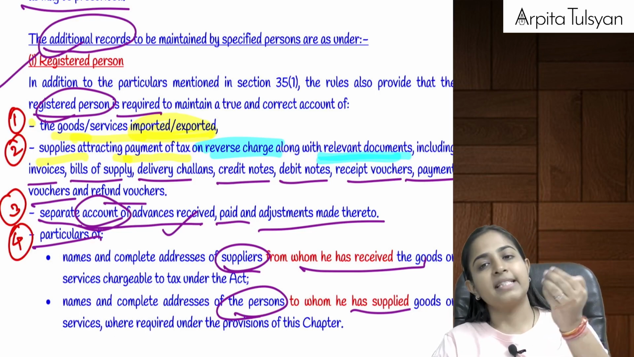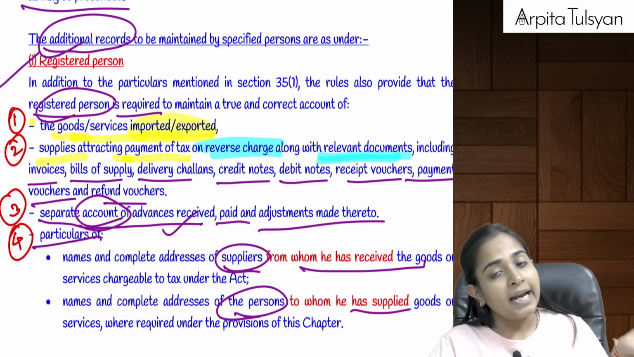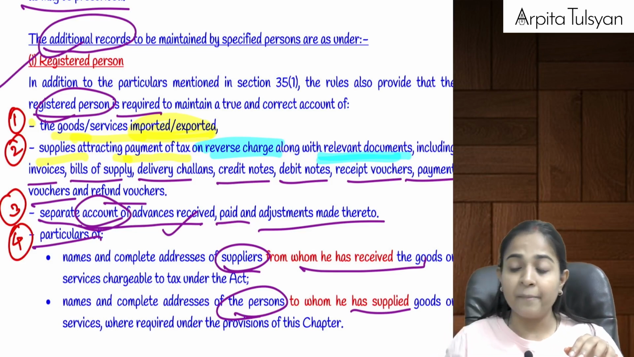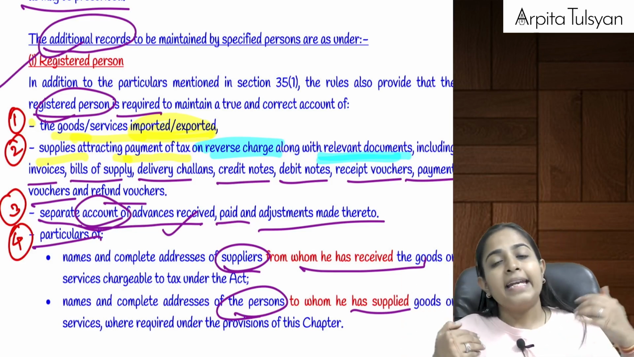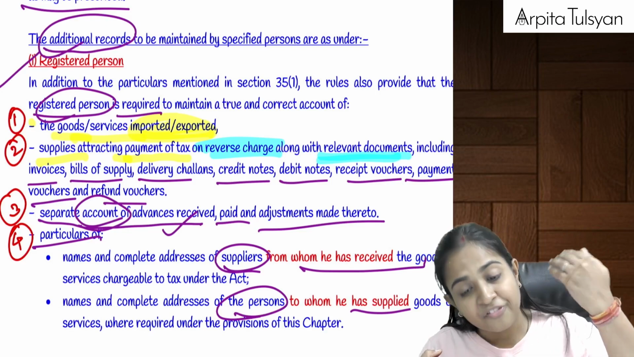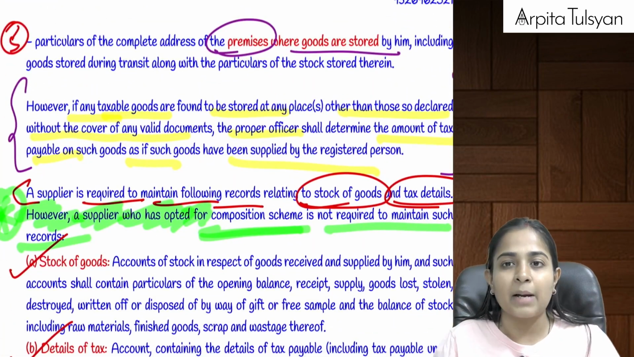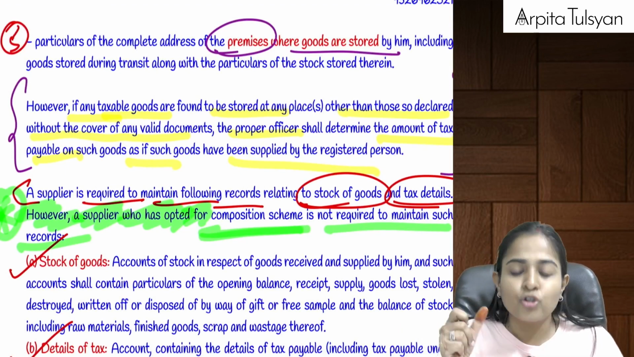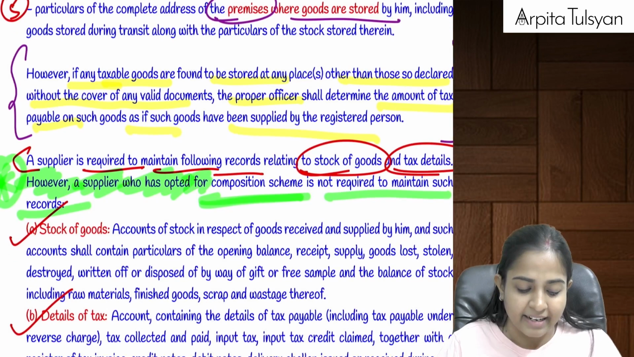Then if we have received any advance, or if we have paid any advance, and if we have done any adjustments, details of that are also required to be maintained. Then the name and address of the suppliers from whom we have got the goods, name and address of the persons to whom we have supplied the goods, right? And then all the details about the premises where we are storing the goods. All such details should be maintained by every registered person.